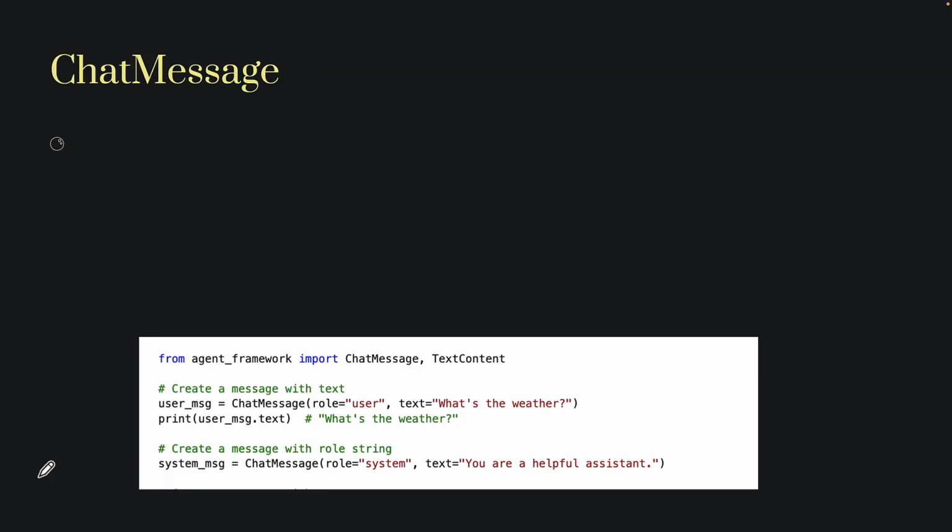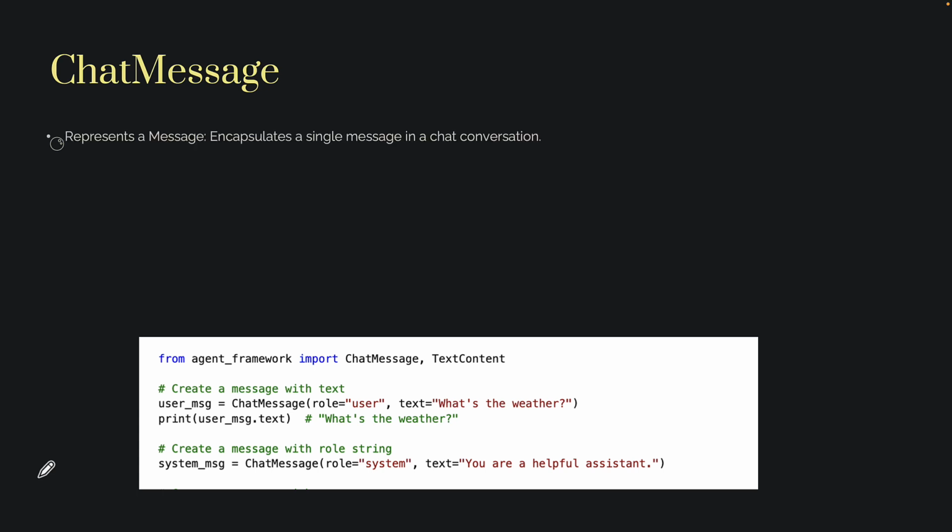Okay, so the next important class that we are going to take a look at is the ChatMessage class. ChatMessage is a structured way to store who said what, when, and in what context, so that agents can manage conversations intelligently. Very important. So let's take a look.